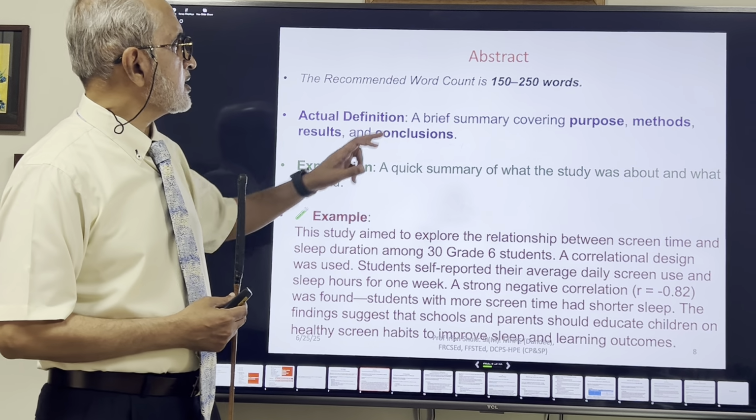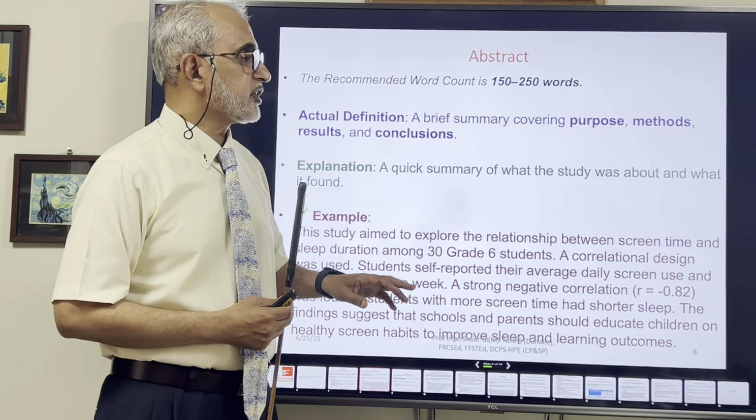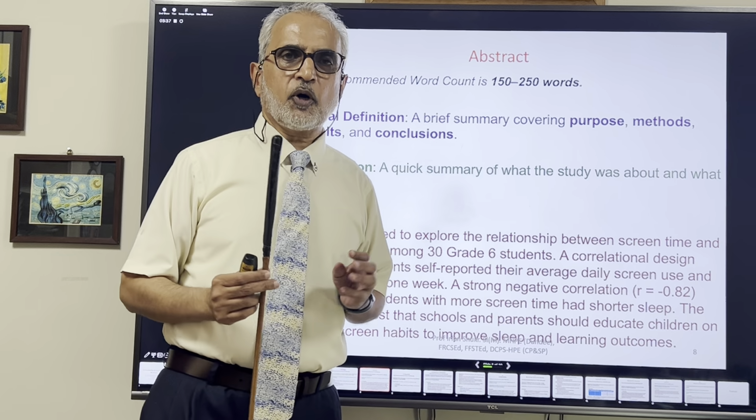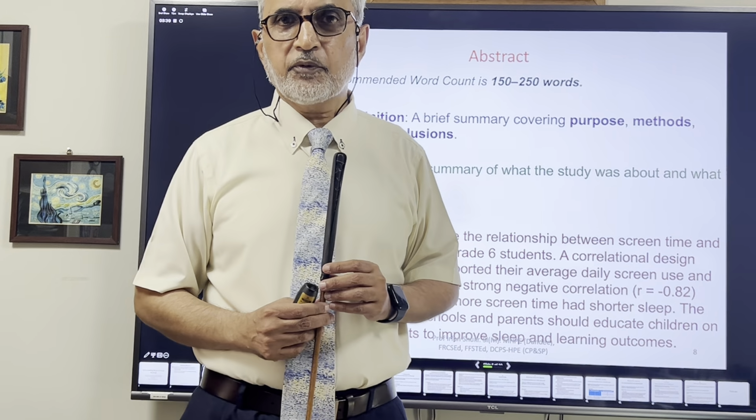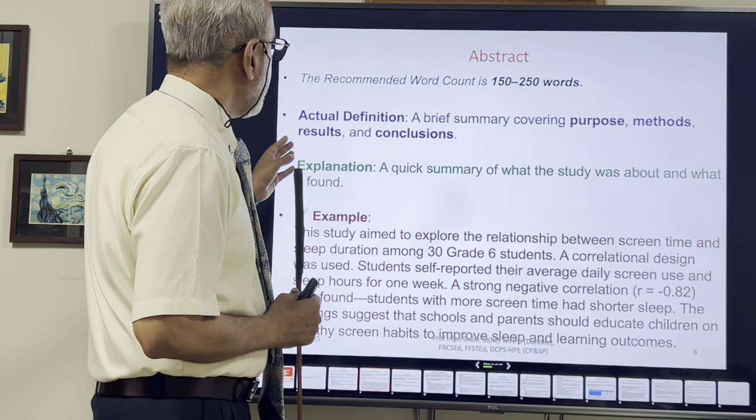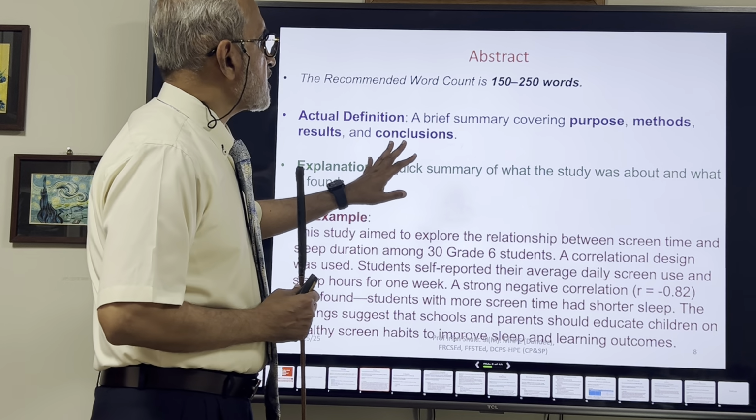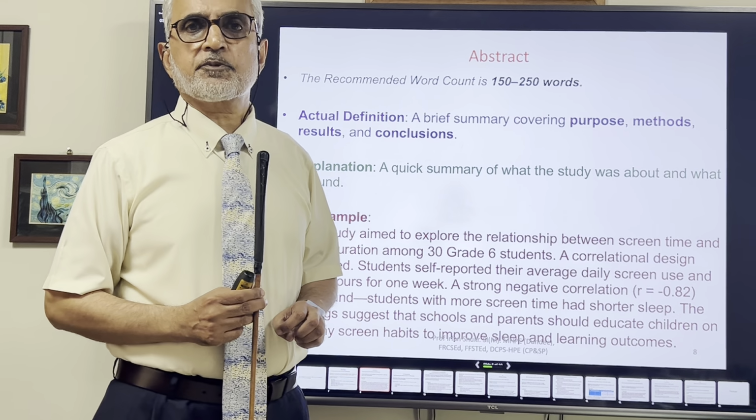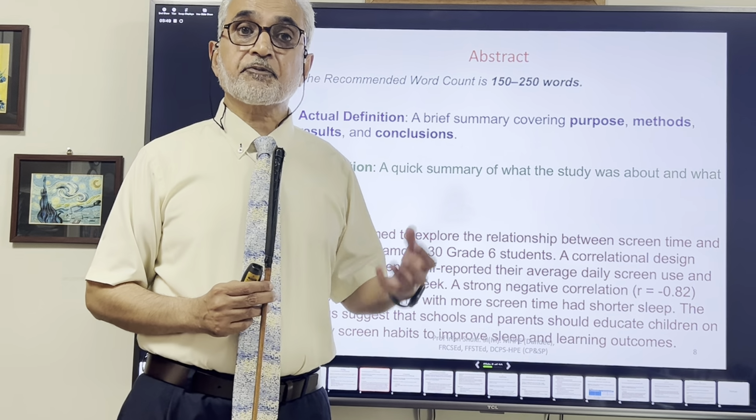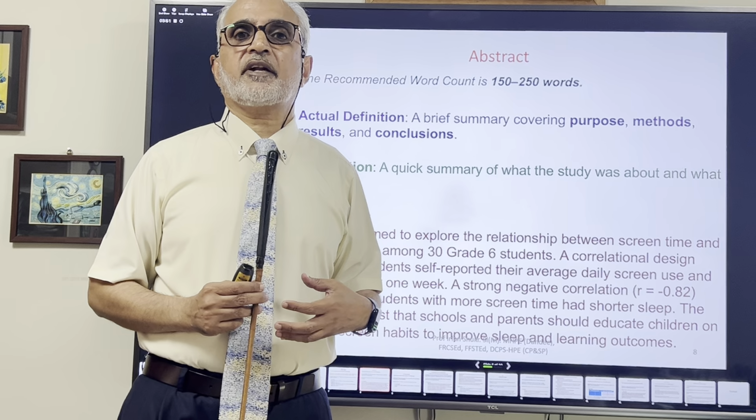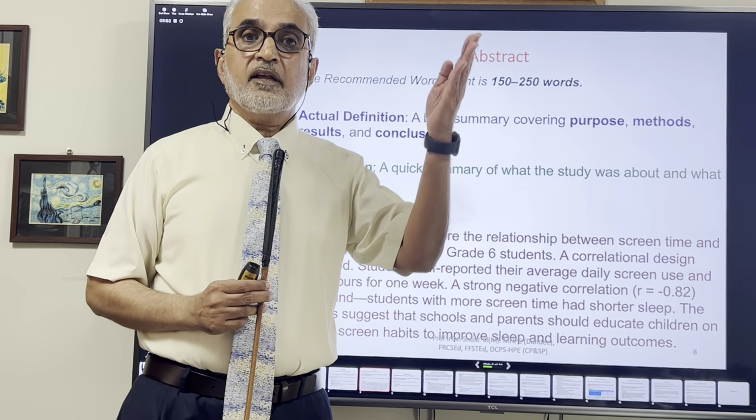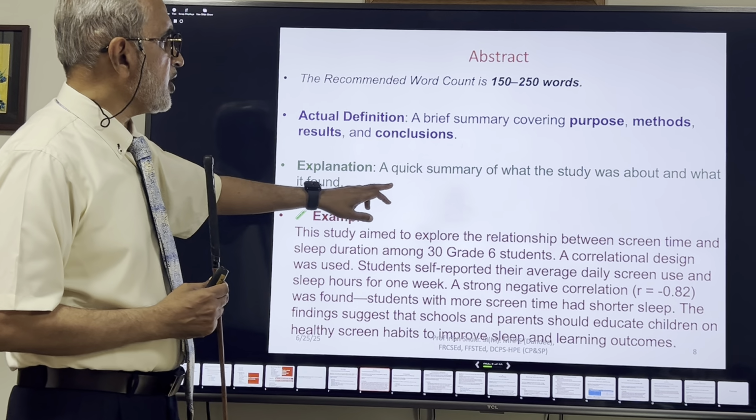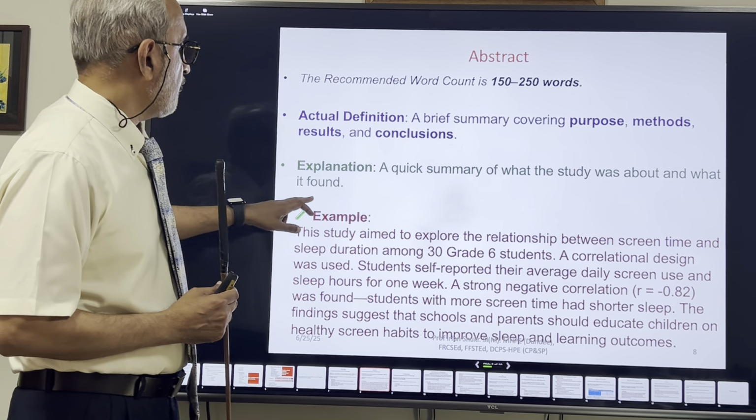After that is abstract. For the section of abstract, the recommended word count is roughly 150 to 250 words. It's a brief summary covering everything which we have written in the research paper. In fact, abstract is finalized after writing the research paper, but in the manuscript it comes first. It's a quick summary of what the study was about and what was found.